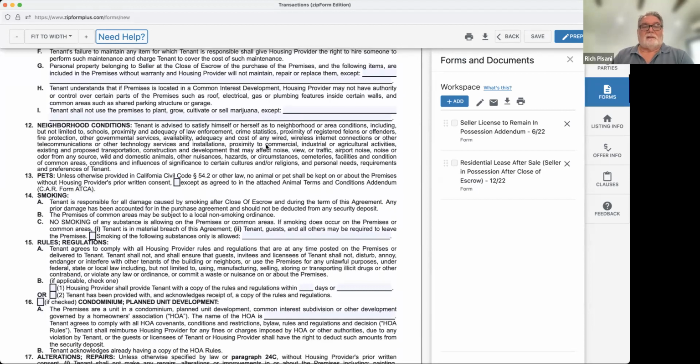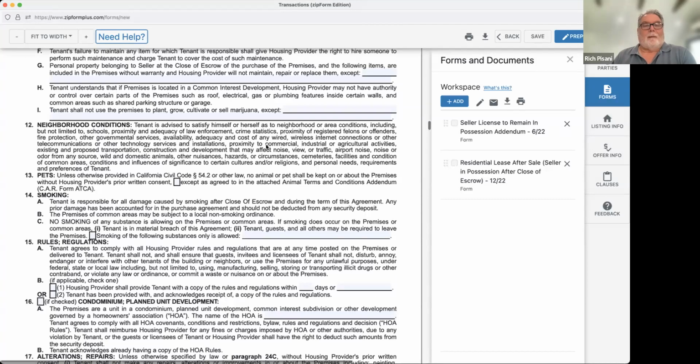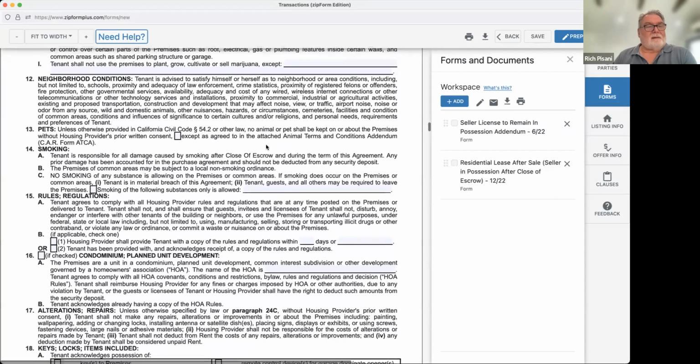Neighborhood condition. It's silly that this is in there because it's the same neighborhood they've lived in all their life, for however long they've owned this. So if they have a pet, remember the pet addendum has been changed. It's the animal terms and conditions addendum. It's no longer called the pet addendum. So you would fill that out.